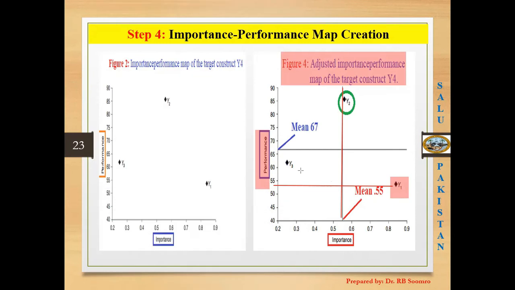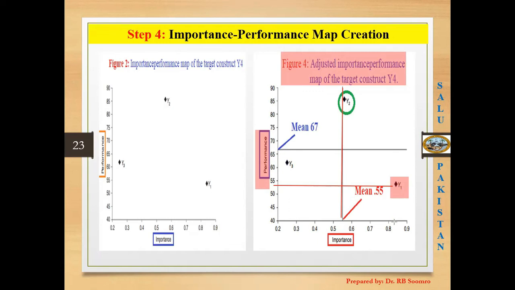So it means that a one unit increase in Y1's performance, currently 53.54, would increase the performance of Y4 by 0.84. If you increase its performance by 1%, then there will be a 0.84% increase in the target construct. This is how we interpret the results. When managers aim at increasing the performance of the construct Y4, their first priority should be to improve the performance of the aspect of Y1.